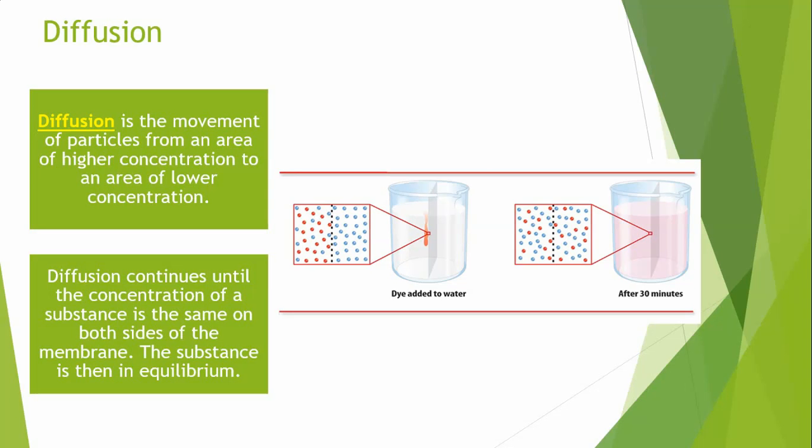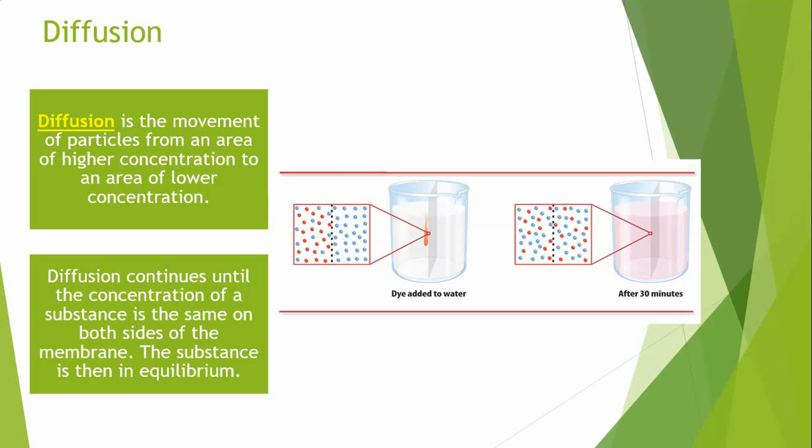This means that the particles will move from the region of high concentration to the region of low concentration until the concentration is the same throughout. The same when you put a drop of ink in water. The ink particles will move randomly, mix with the liquid or the water particles until they spread out evenly.